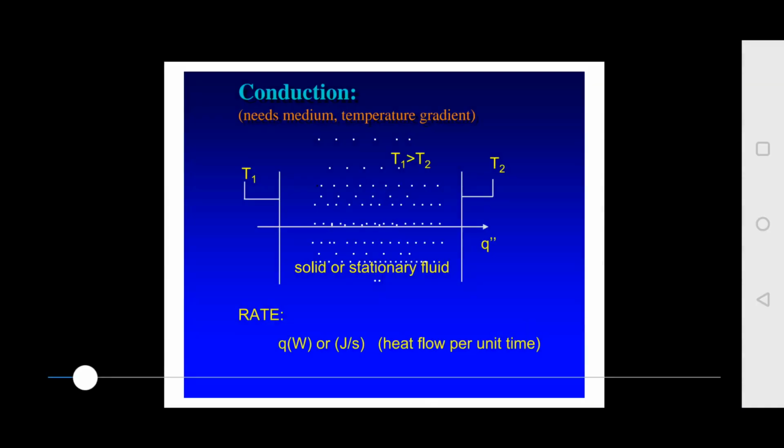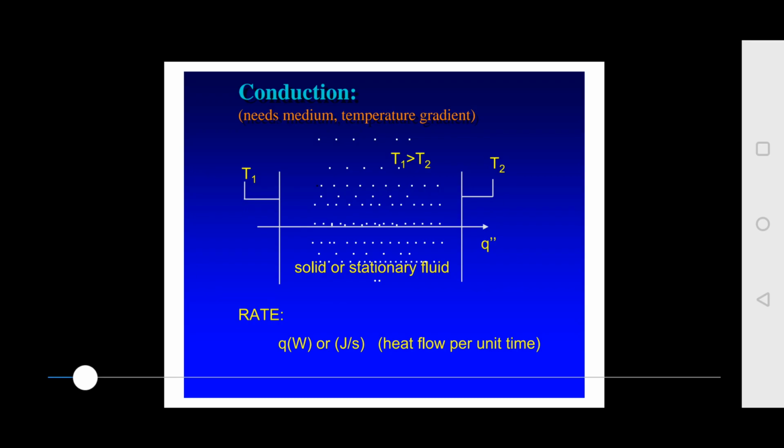Now if we talk about conduction, we just saw that conduction needs matter, a temperature gradient, and a medium. For example, take a stationary solid body where temperatures T1 and T2 are maintained at two different points, and T1 is greater than T2. It could be a solid or a fluid body. This is the heat that is transferring.